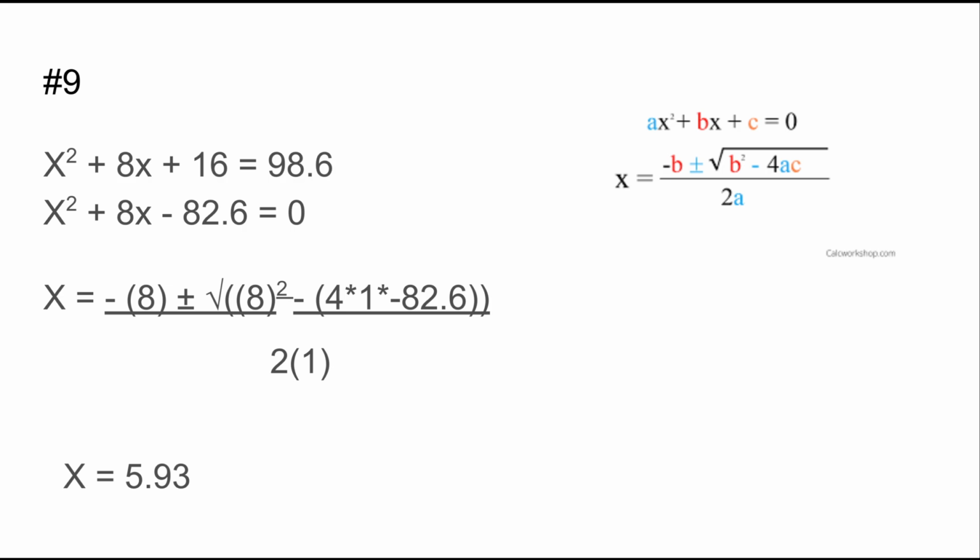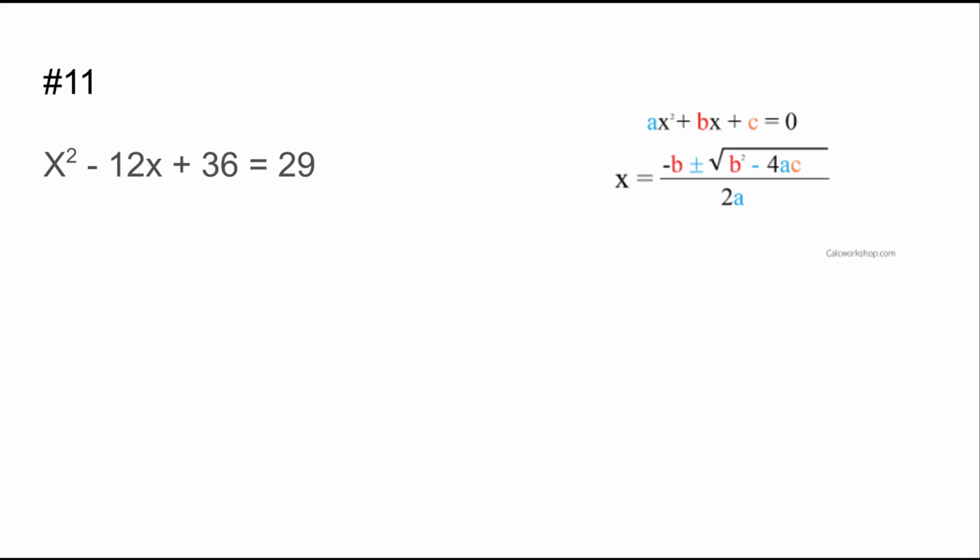Solve this again with the negative sign, and we will have negative 8 minus the square root of 8 squared minus 4 times 1 times negative 82.6, enter, divided by 2, equals negative 13.93. These are our two solutions to this quadratic equation.